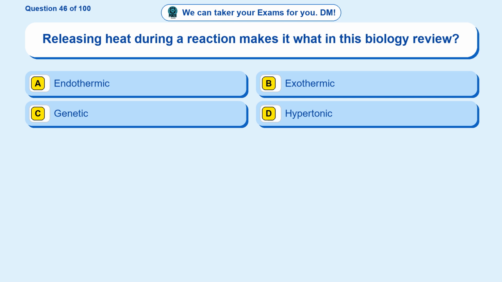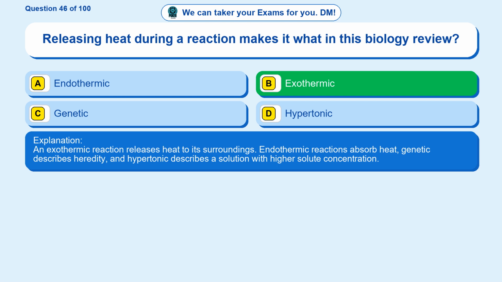Question 46. Releasing heat during a reaction makes it what in this biology review? Option A, endothermic. Option B, exothermic. Option C, genetic. Option D, hypertonic. The correct answer is option B, exothermic. An exothermic reaction releases heat to its surroundings. Endothermic reactions absorb heat, genetic describes heredity, and hypertonic describes a solution with higher solute concentration.